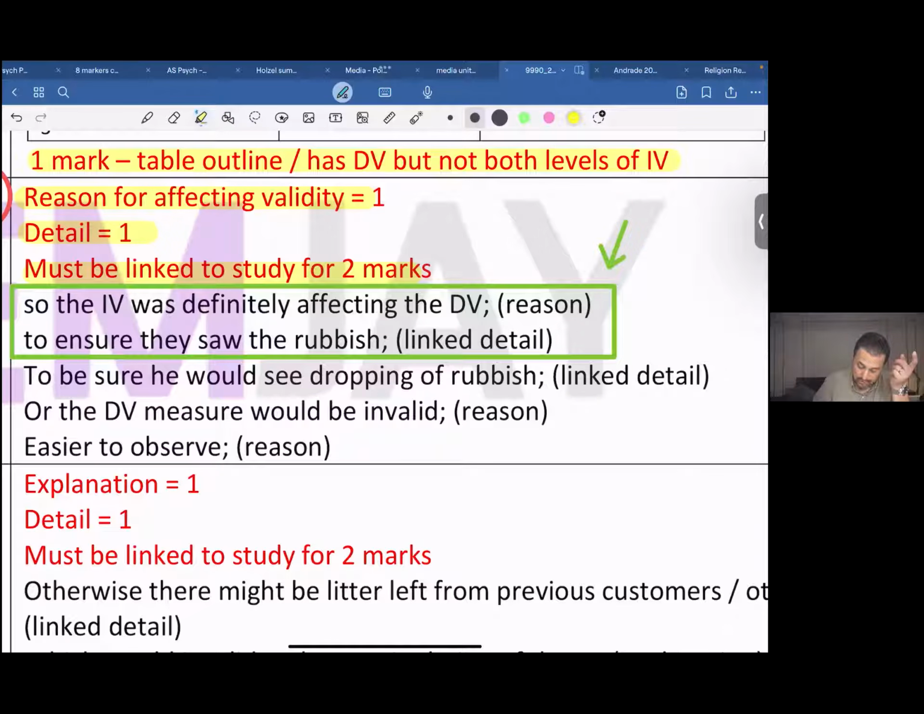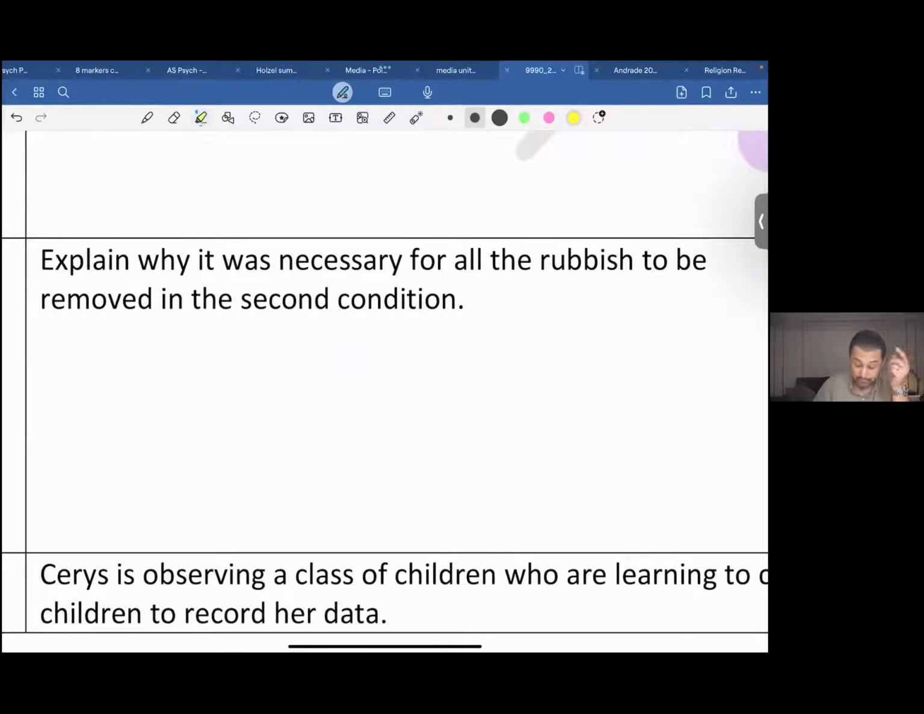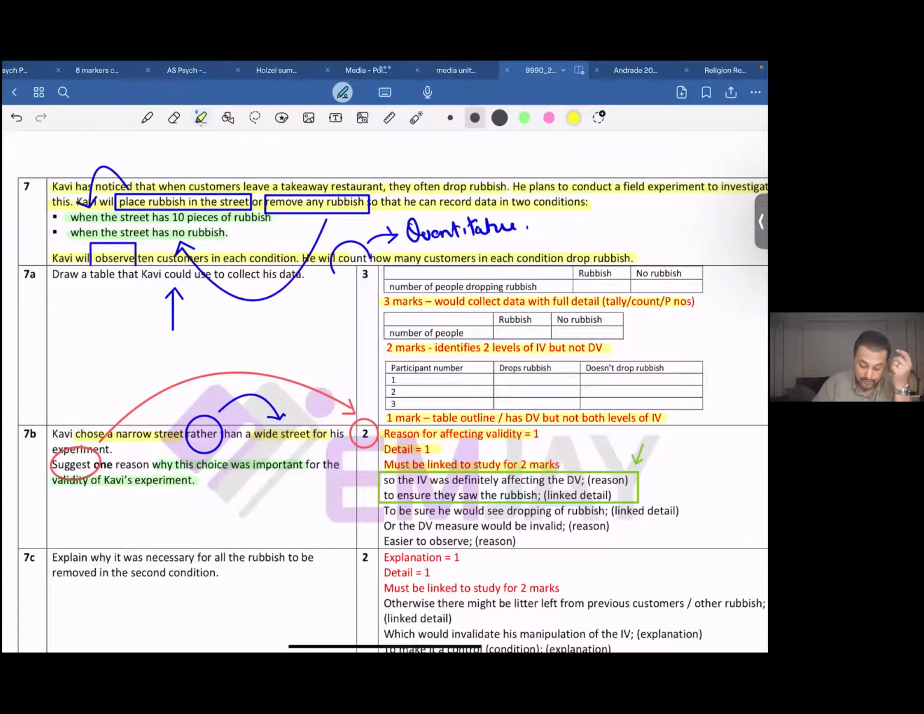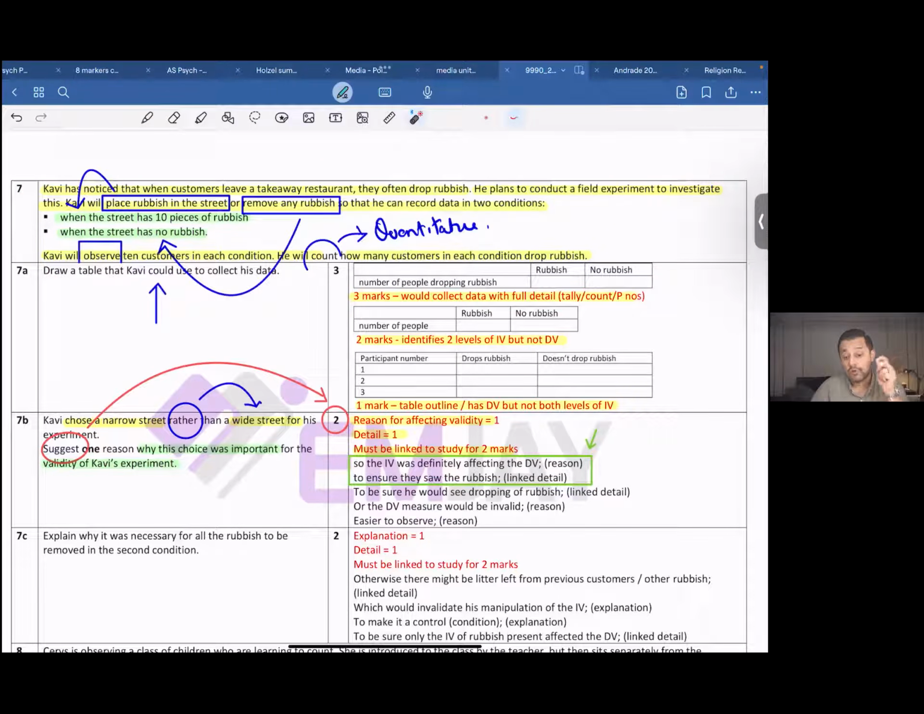Now, moving on to the next question. The next question reads, explain why it was necessary for all the rubbish to be removed in the second condition. Why is it getting back to this one? Again, this initial piece of information is very important. That is why I had asked you to pause and read it thoroughly. Explain why it was necessary for all the rubbish to be removed in the second condition.